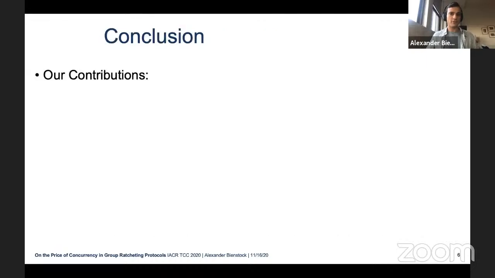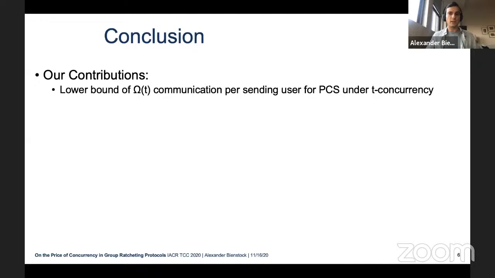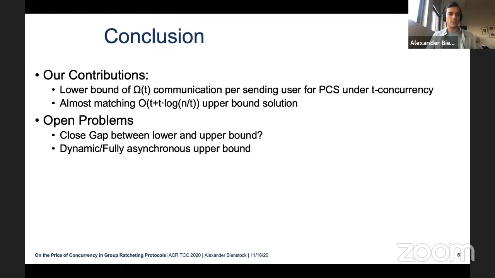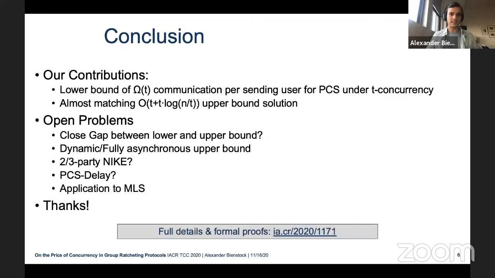So in conclusion, our contributions are that we get a lower bound of big omega of T communication per sending user for PCS under T concurrency, and an almost matching big O of T plus T log N over T upper bound. So some open problems are, can we close the gap? Can we make the upper bound dynamic and fully asynchronous? Can we show that 2- and 3-party Nike can't help in overcoming the lower bound? Can a PCS delay of greater than 1 round allow protocols to reduce communication? And can we apply the ideas from our upper bound to the MLS group messaging standard? Thanks, that's it.